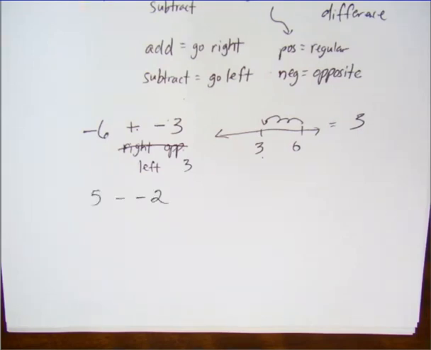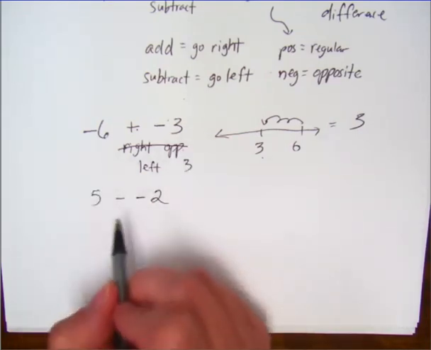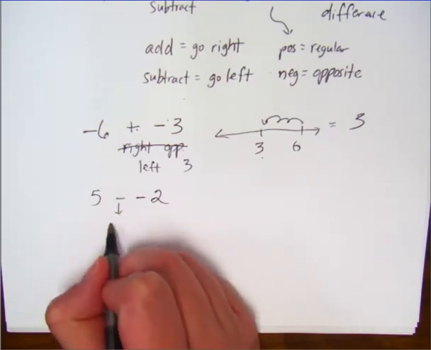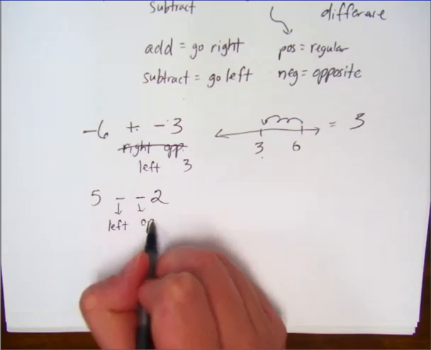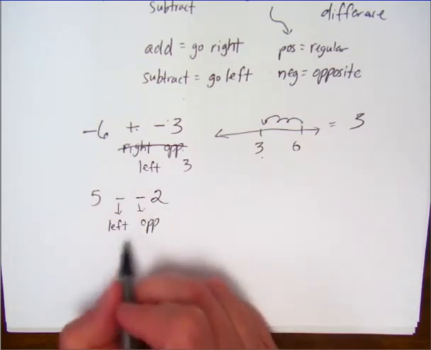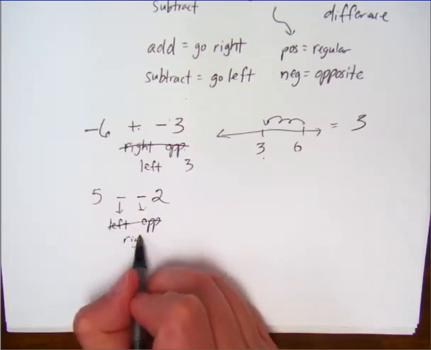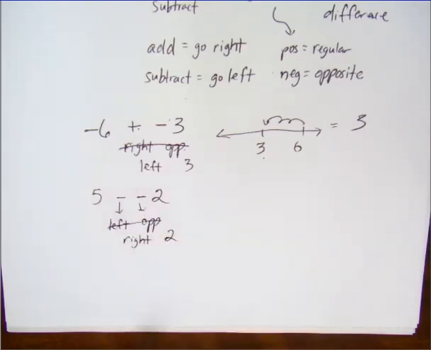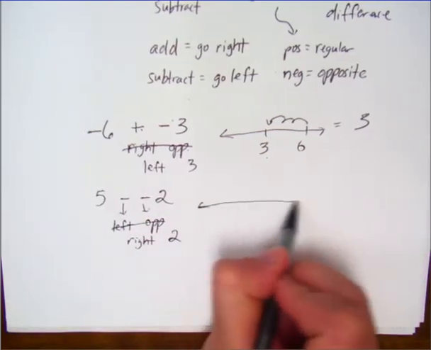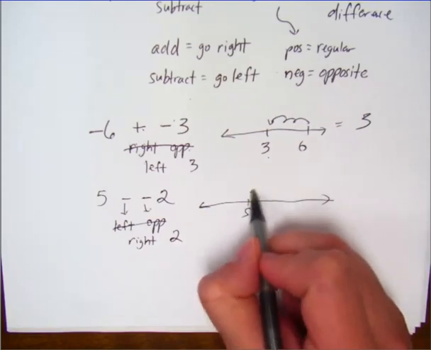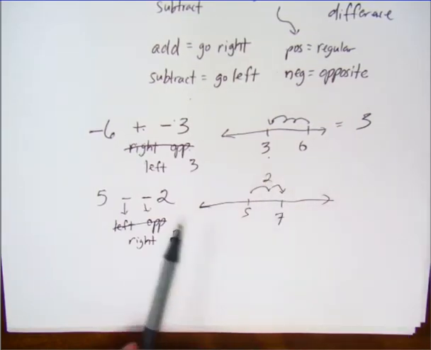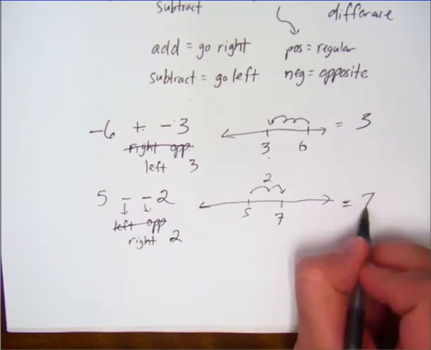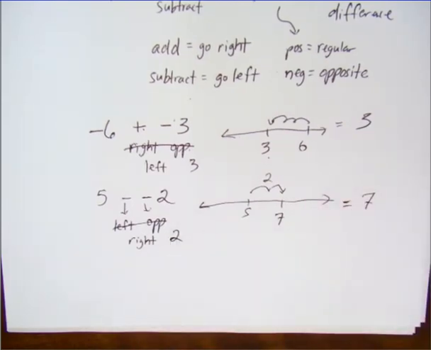And the next one, 5 minus -2. Again, we can translate subtraction into go left. Negative means go opposite. So what's the opposite of left? Well, that is go right. So we're going to go right by 2. So starting at 5, we're going to go right 2, and that lands at 7. So that means that 5 minus -2 equals +7 when we follow that general rule.